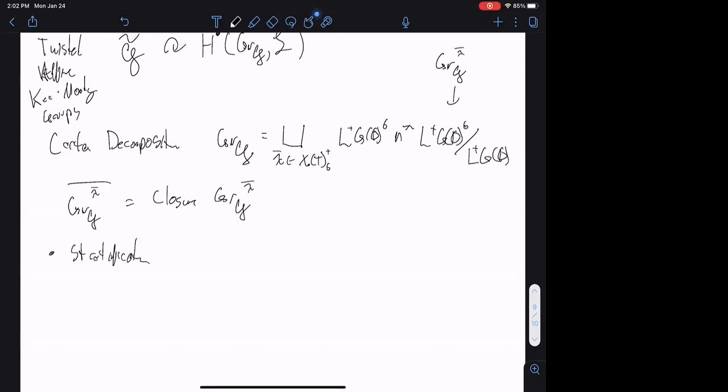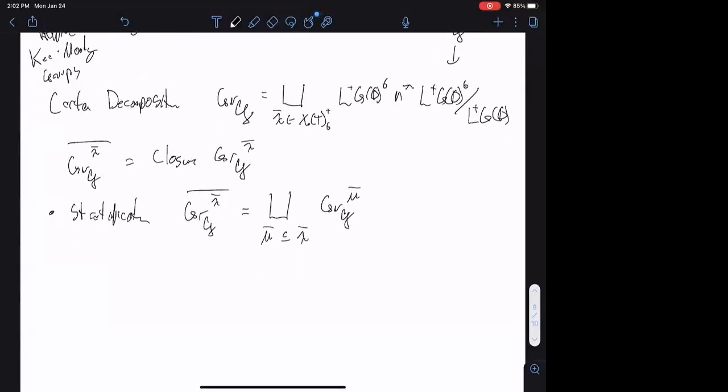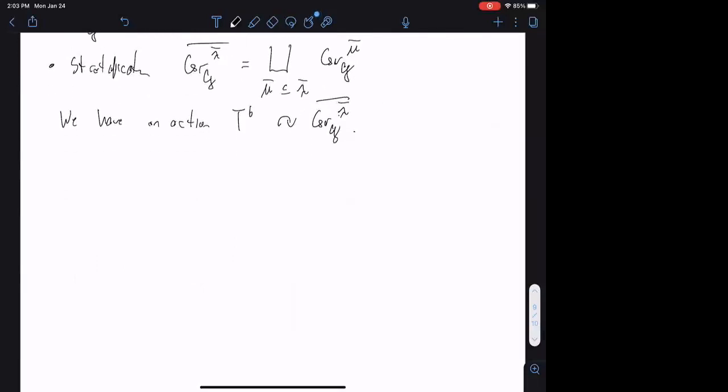So now, beautiful G lambda bar bar is equal to a disjoint union over all mu bar less than or equal to lambda bar of the beautiful G mu bar. So very similar results to what we had before. And moreover, lastly, we have an action of T sigma on all of these twisted affine Schubert varieties, beautiful G lambda bar closure. So I have all the pieces that I need to set up a restriction morphism.